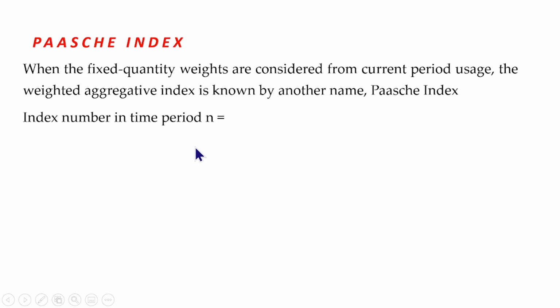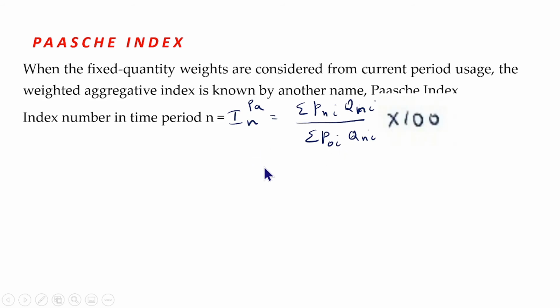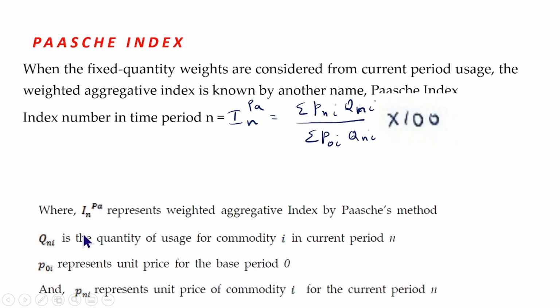So index number in time period n, according to Paasche's method, it is given by InPA is equal to summation Pni Qni upon summation P0i Qni. So this is the formula that we have to use to find the index number using Paasche's method, where InPA represents weighted aggregative index by Paasche's method. Then Qni is the quantity of usage for commodity i in current period n.